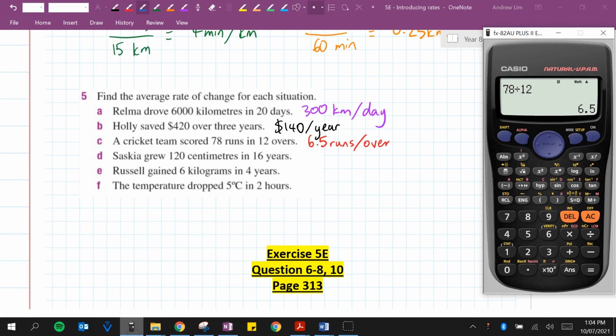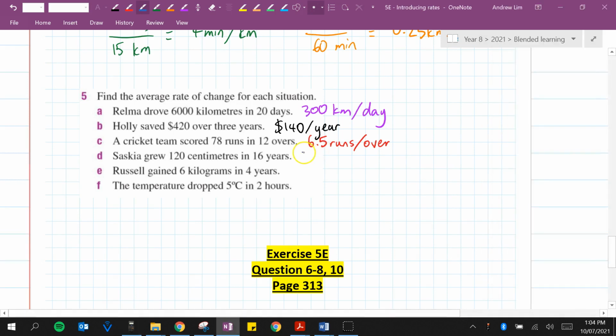120 centimeters in 16 years is 7.5 centimeters per year. 6 kilograms in 4 years is 1.5 kilograms per year. And 5 degrees Celsius in 2 hours is 2.5 degrees Celsius per hour.